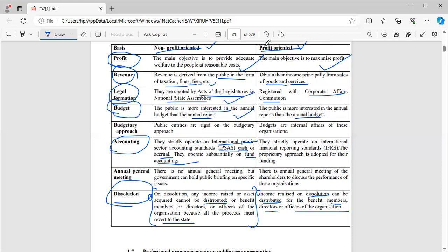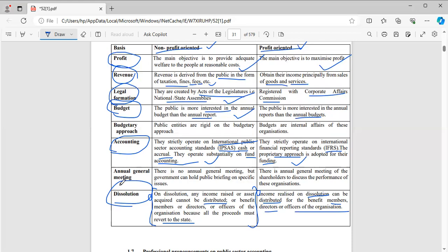But in the private sector, or for profit-oriented, they strictly operate the International Financial Reporting Standard, IFRS. I told you earlier that the public sector uses fund accounting, while the private sector uses proprietary accounting, the proprietary approach. Please take note of that. And private sector does not use cash basis. It's only government that uses cash basis. Private sector does not use encumbrance basis. Encumbrance basis is also known as commitment basis. Please take note. Commitment basis is only used by the public sector. Private sector does not use commitment basis. All right.